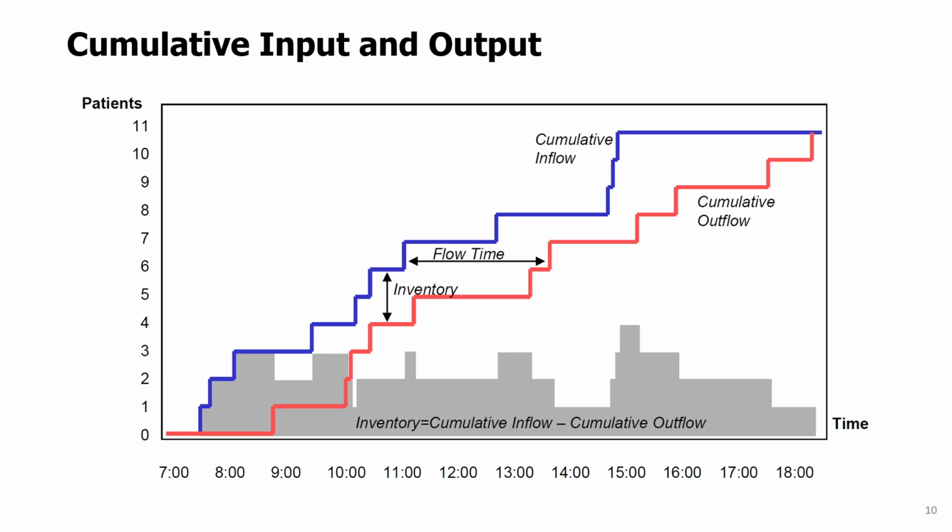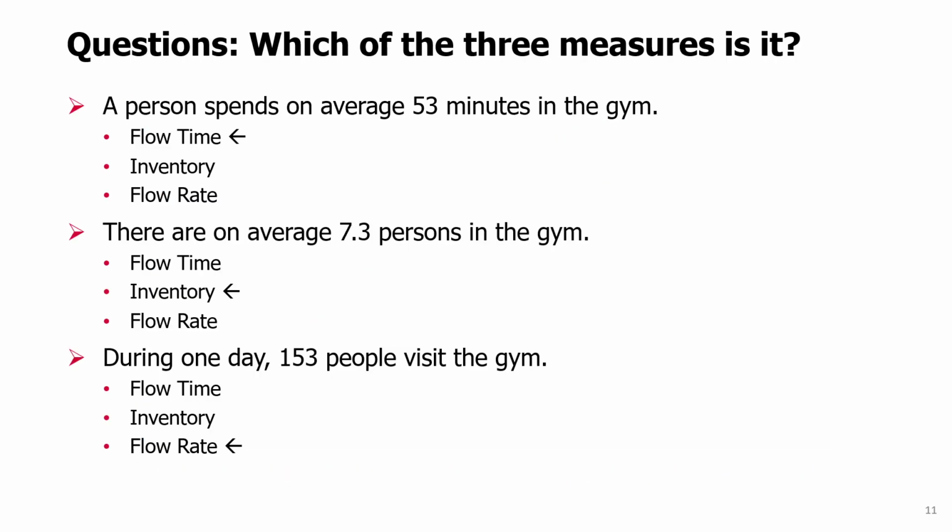And interestingly, the approximate slope of this chart will actually tell us the flow rate of the system. So several questions I want to ask just to clarify which measure is which. If you consider a person, the person spends on average 53 minutes in the gym. Now the gym is the process. What measure is this? Is it flow time, inventory, or flow rate?